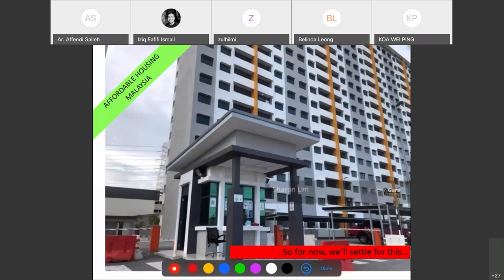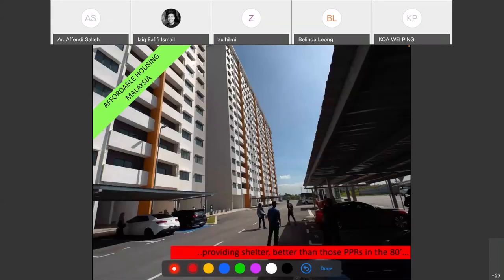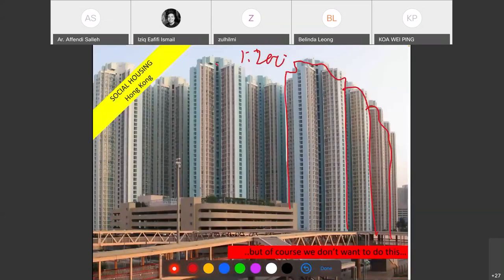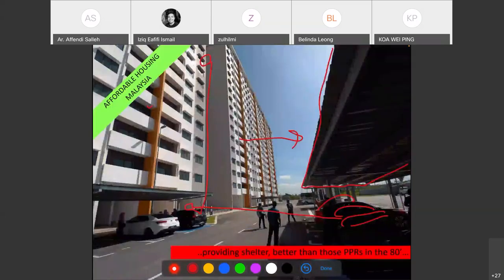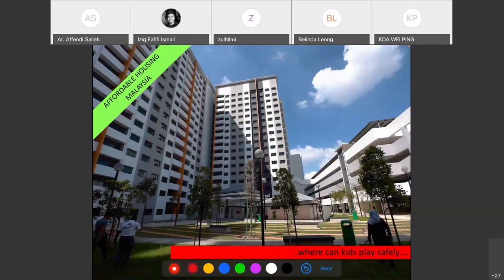I'll settle for this affordable housing, which I'll show you just now, where the houses are secured, where the cars are at least dry with good shade, and you walk not so far from the car park to the lift, go up to your unit, and your unit doesn't face another apartment like this. Your unit has an outward view. You don't have big windows, but at least it's not pokey, right?